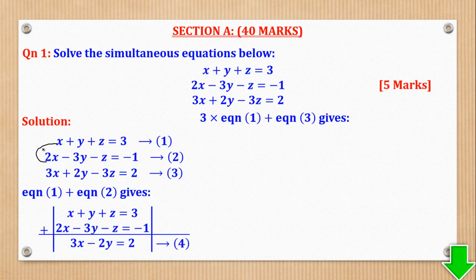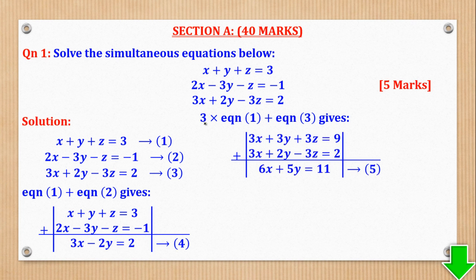Next I'll use another pair. Here I've chosen to use 1 and 3. If I want to eliminate z, you will realize that here there is 3, here there is none. That is why I have to multiply by 3. When I do that, I come up with this. So this with this gives 6, this gives 5, this cancels, this gives 11. Those are now 2 equations and 2 unknowns, so I can solve them now.